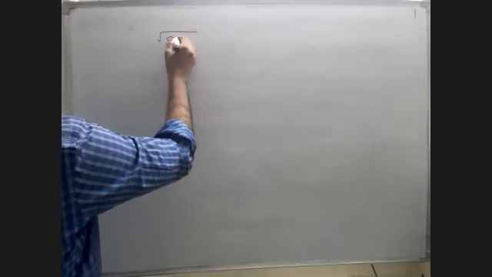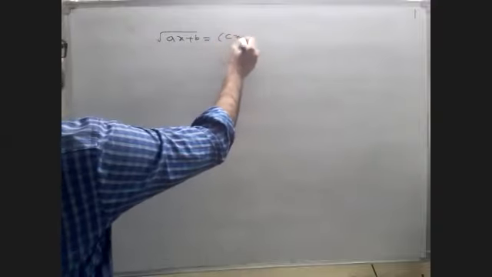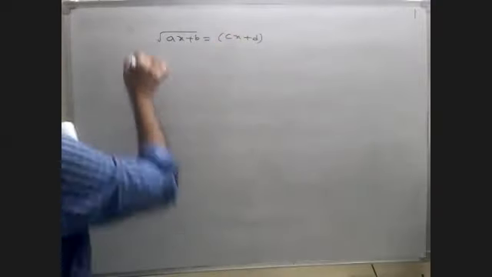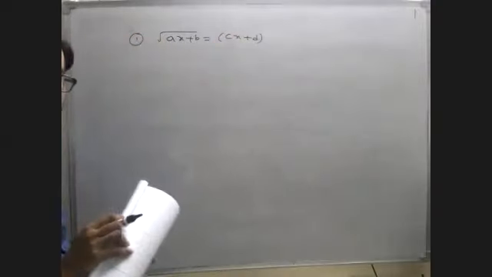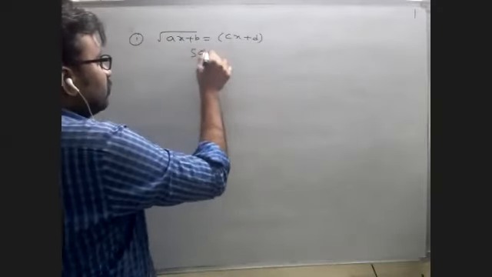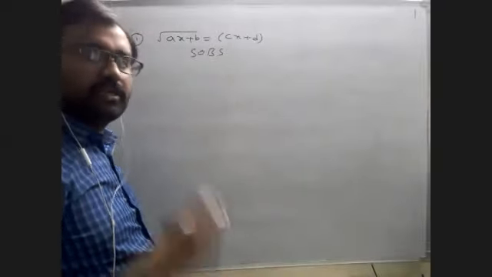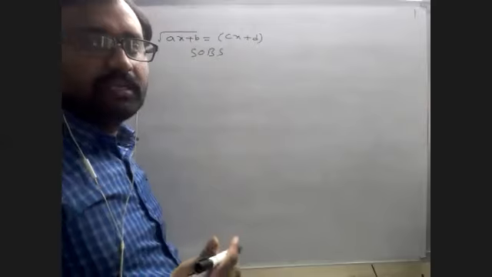Listen, there are two types of questions we have to discuss. One type is an equation of the form root over ax plus b is equal to cx plus d. If you have a question like this, by squaring on both sides you will get a quadratic equation. Then you can find the roots of x.